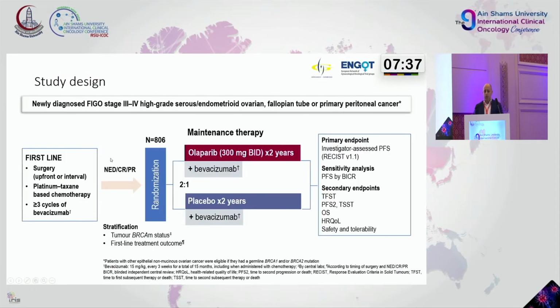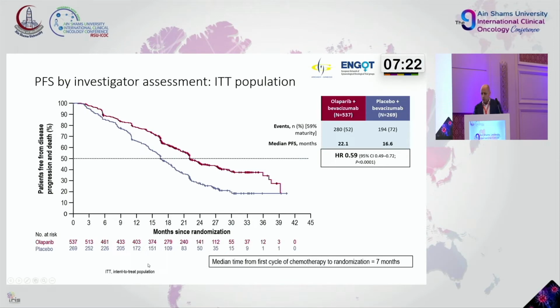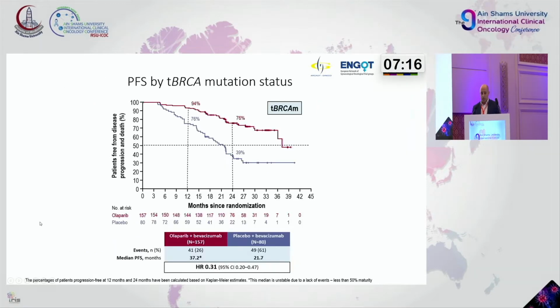What about the PAOLA-1? The PAOLA, as we all know, is first line, with surgery and platinum taxane based with bevacizumab, and then you give maintenance with olaparib and bevacizumab versus placebo and bevacizumab. Progression-free survival, again, you can see there is an improvement of 7 months with a good hazard ratio of 0.59.